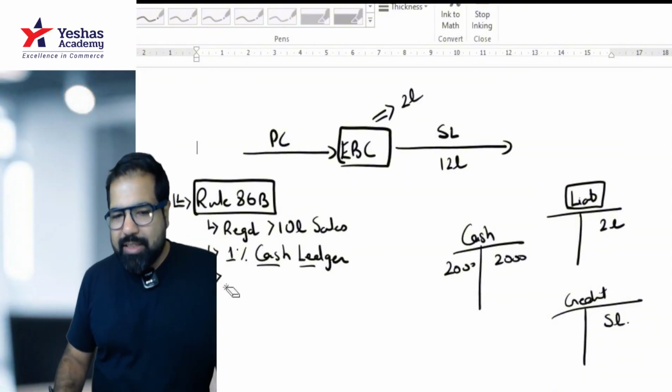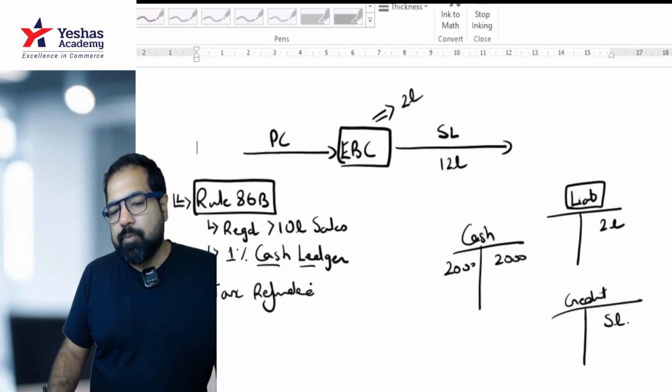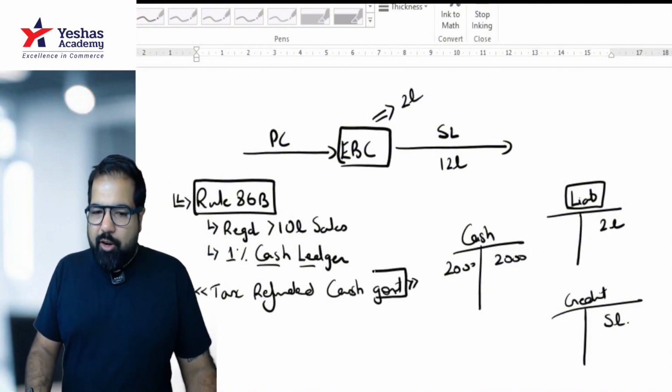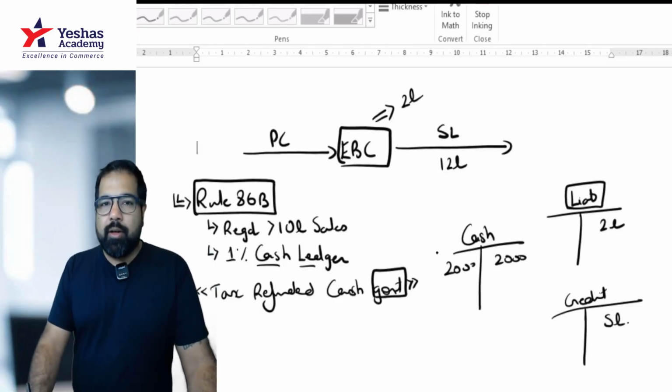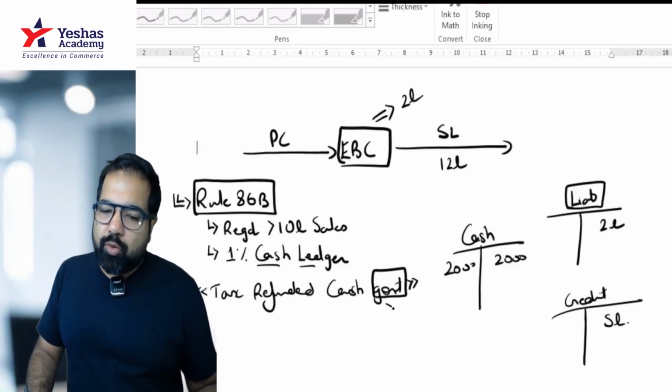Then this Rule 86B does not apply to 4 people. The shortcut is here: Tax refunded in cash by the government. Let's see what are these 4 exceptions. First, if you're the central government, state government, or a government body, then this rule does not apply to you. So you can pay through the credit ledger.